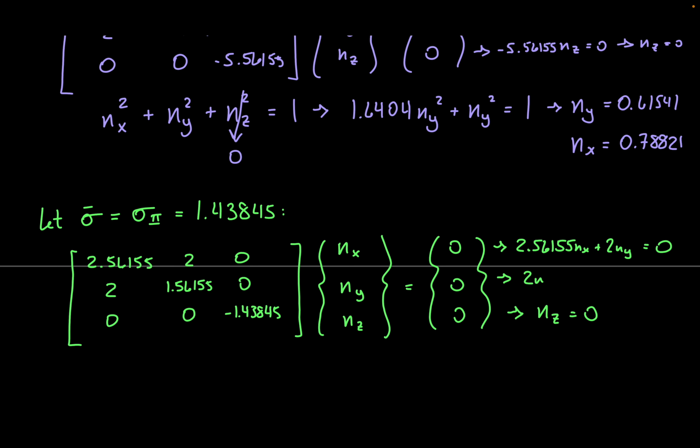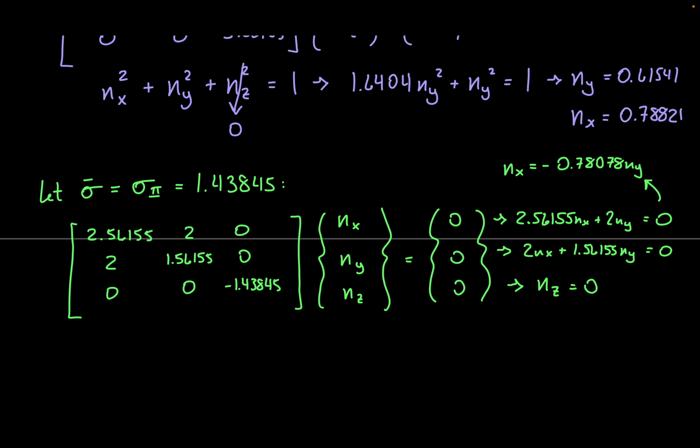And we'll have 2 and x plus 1.56, 155, and y also equal to 0. So now we'll do something similar where with this first equation we'll solve for n sub x, and that will be equal to negative 0.78078 n sub y.